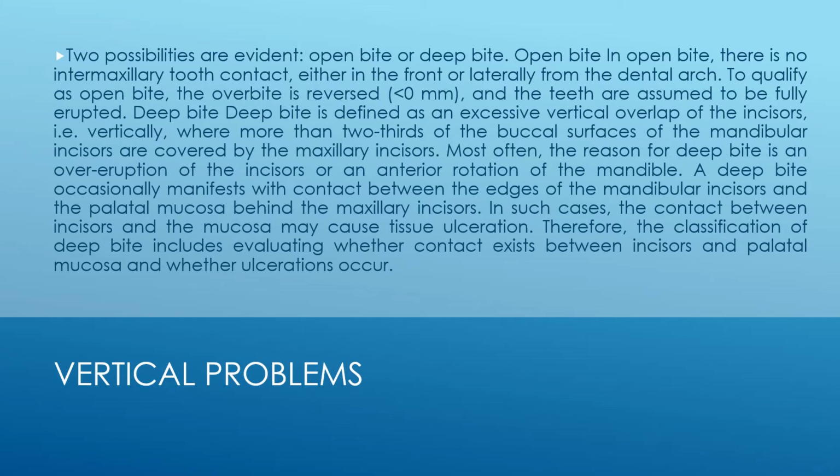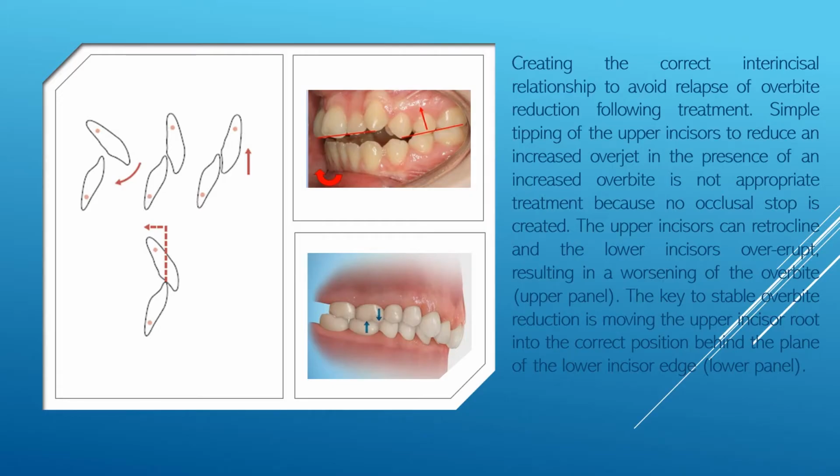In addition, correction of the interincisal angle is important for the stability of overbite reduction, as the establishment of an occlusal stop is essential to prevent the incisors from erupting past each other and the overbite increasing again following treatment. This is especially relevant for Class 2 Division 1 cases associated with proclined upper incisors, because unless maxillary incisor inclination is corrected, an occlusal stop will not be established and the overbite will relapse.